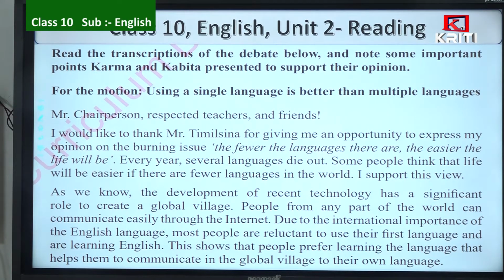The fewer the languages there are, the easier the life will be. Every year, several languages die out. Some people think that life will be easier if there are few languages in the world. I support this view.